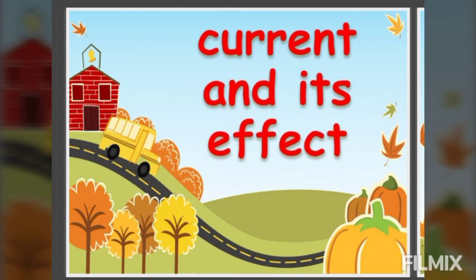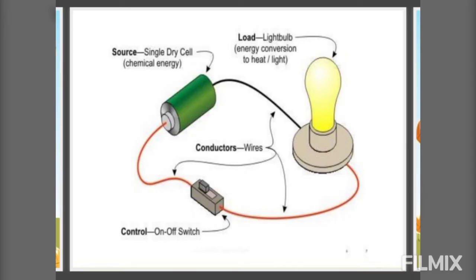As you all know, we are doing chapter number 13, that is electric current and its effects. Let us quickly recall what we have studied till now. We studied about electricity. Electricity was the actual movement of charges through a body, and the flow of the electric charge is called current, and its SI unit was ampere.